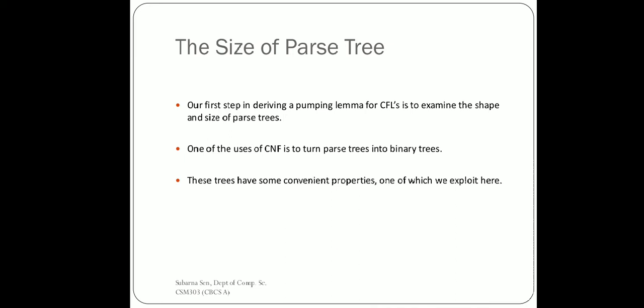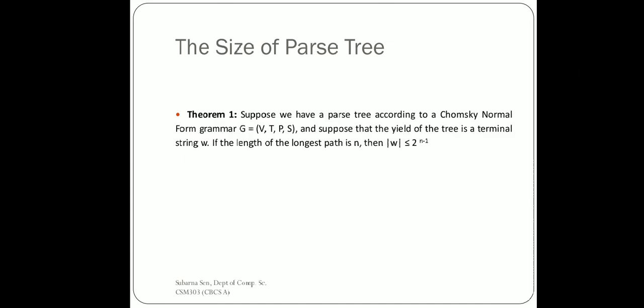But if we follow CNF, if you can convert a grammar to Chomsky normal form, then whatever parse tree we draw for that grammar is ultimately a binary tree. This is the main thing. So these trees have some convenient properties, one of which we will exploit here. Let's see which property we are going to use.